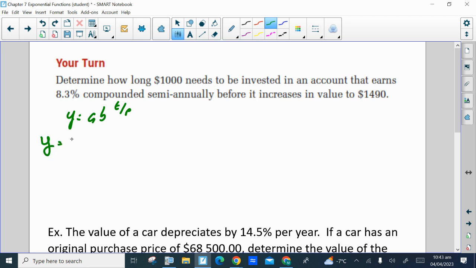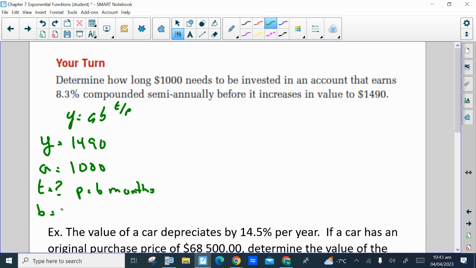Y, the amount at the end, is going to be 1490. A, the initial amount, is 1,000. T is what we're looking for. P, the growth period, is every 6 months. Because it's compounded semi-annually, the interest rate is calculated twice a year, or every 6 months.